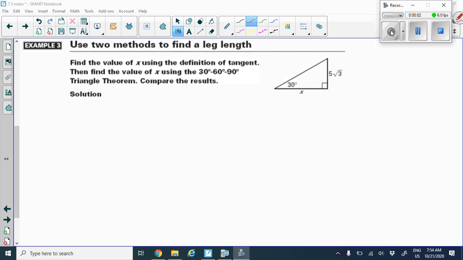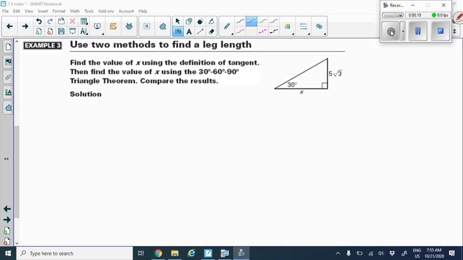So here's the last part of our notes. We're going to go over example 3. So here it says, use 2 methods to find a leg length. Find the value of x using the definition of tangent. Then we're going to find the value of x using the 30, 60, 90 triangle theorem. We're going to compare our results.